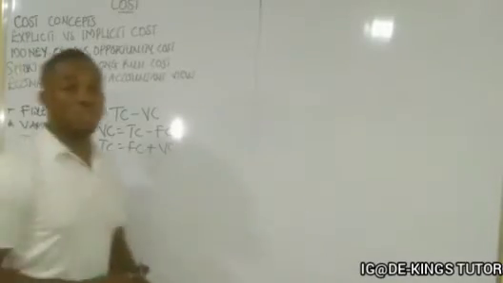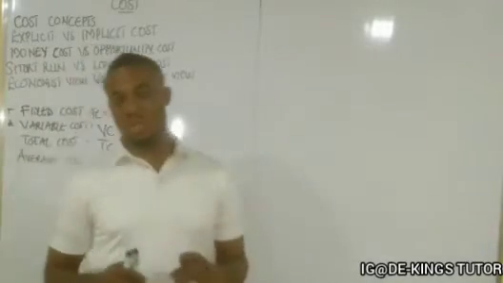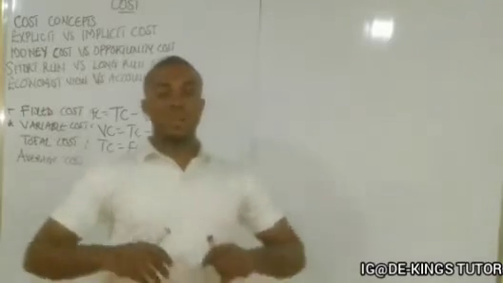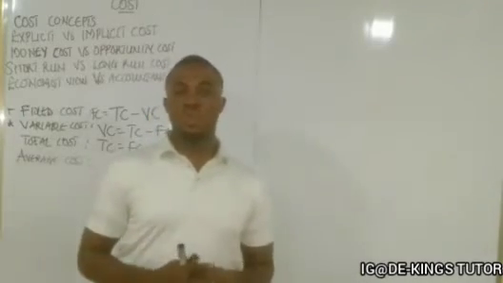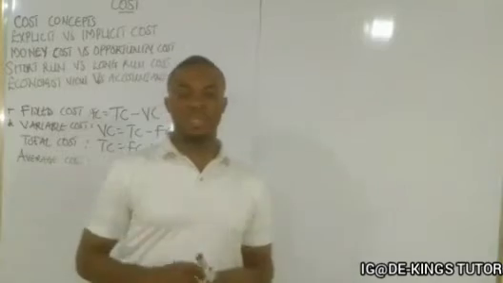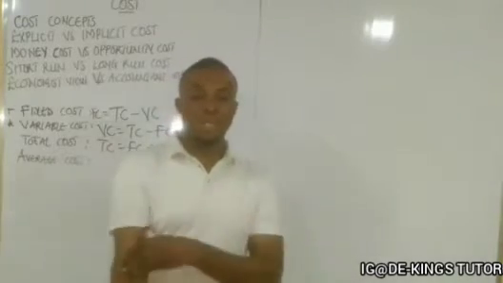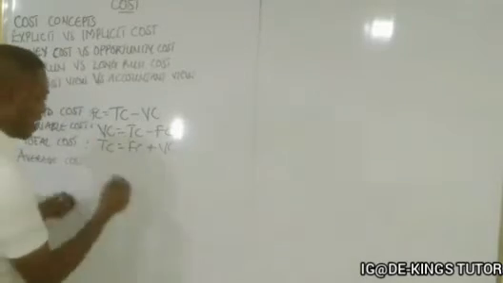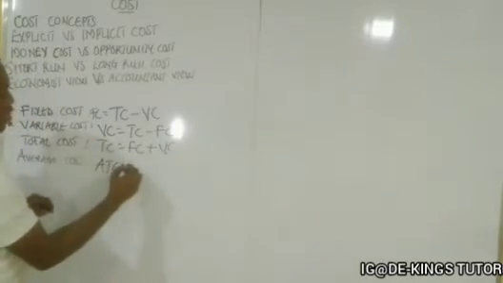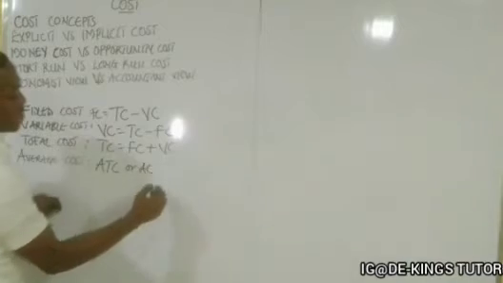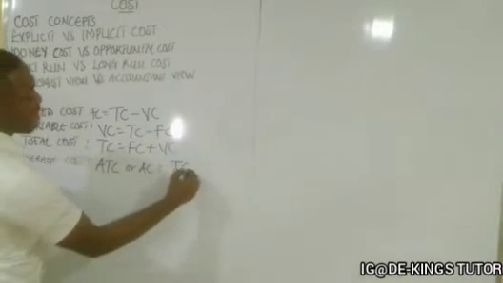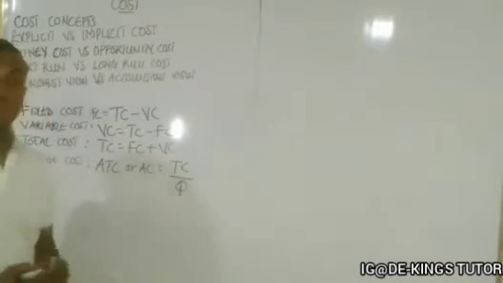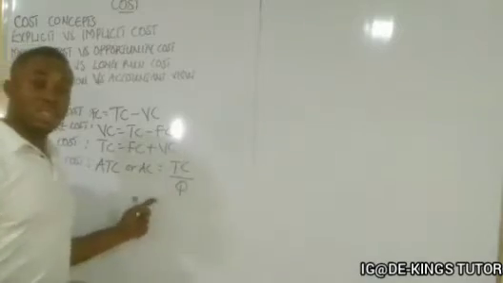Now, we also have another one called the average cost, also known as average total cost. Take note, it is the cost per unit of an output. Whenever you hear average, we're talking about the mean. Mathematically, average total cost or average cost, they mean the same thing, is given as total cost divided by quantity.